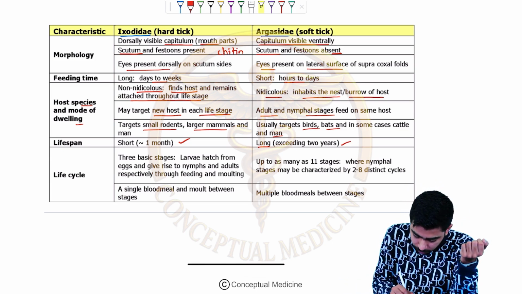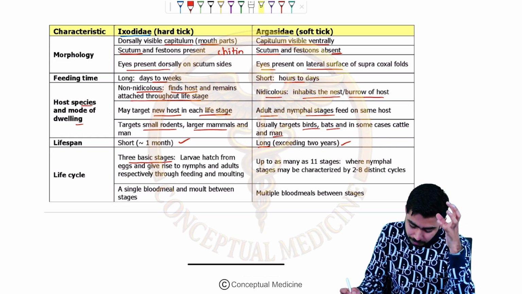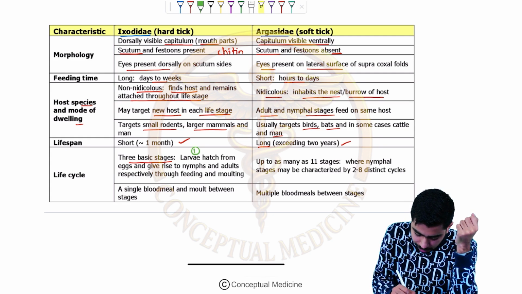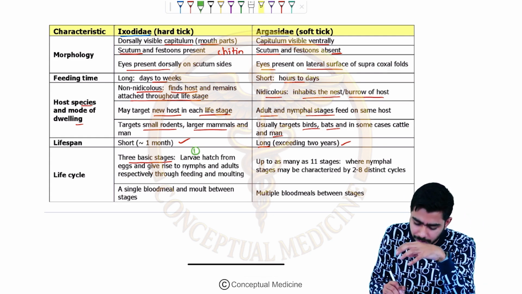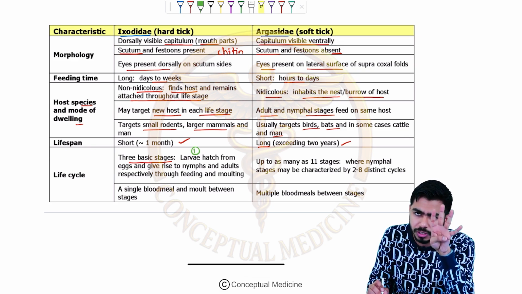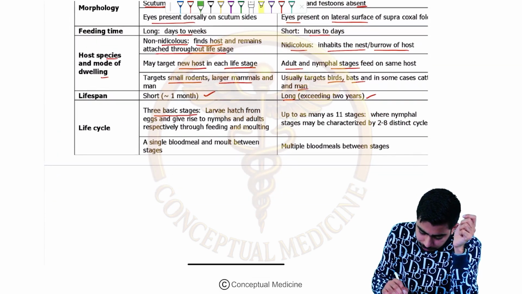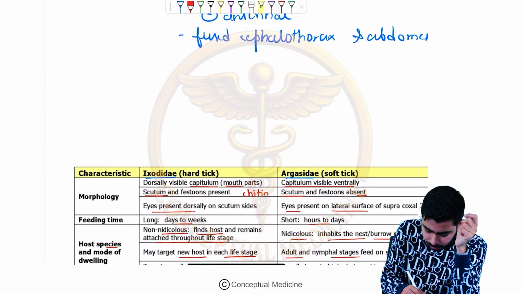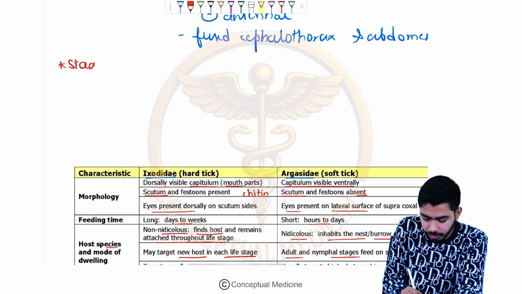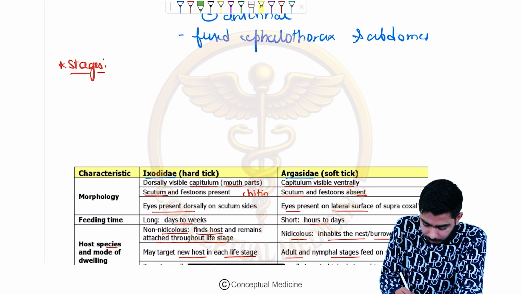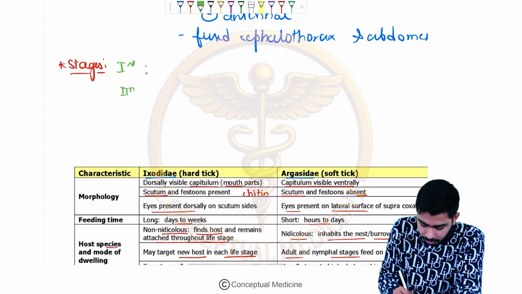If you talk about the life cycle, guys, 3 basic stages can be seen. The larvae will be there. First stage will be eggs. From the eggs, the larvae will hatch out, and then there will be the nymph and then the adult. So 4 stages I can see over here. First one is the eggs, right? I shall write the stages over here: the first stage, the second stage, third one, and the fourth one, right?